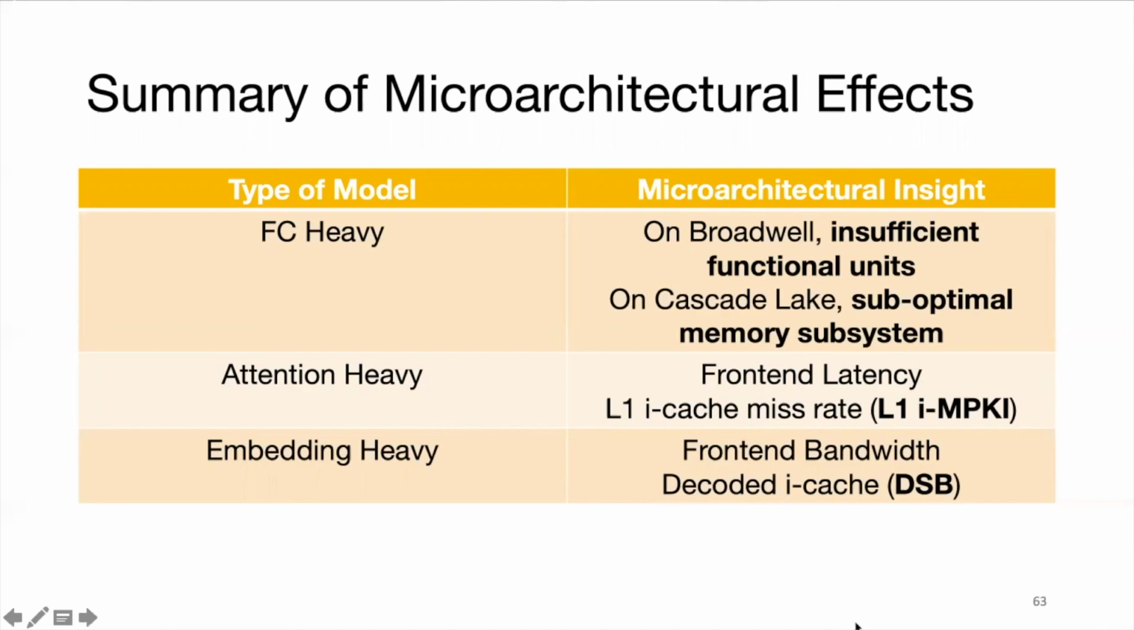Now, for these attention-heavy models, we're usually front-end latency bound, and we can see this through the L1 instruction miss rates. Secondly, for these embedding heavy models, we're usually front-end bandwidth bound, and we can see this from the decoded iCache.